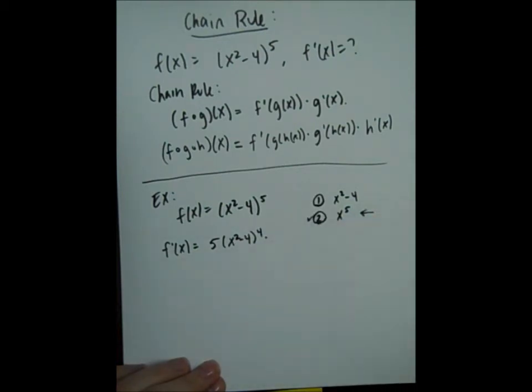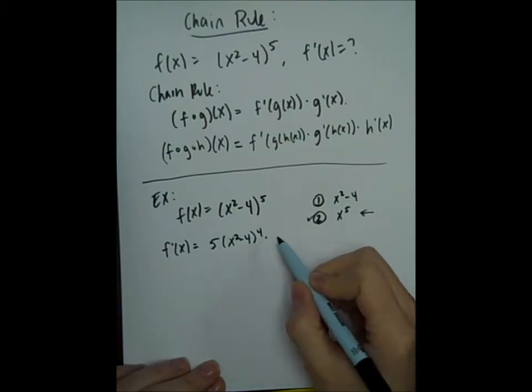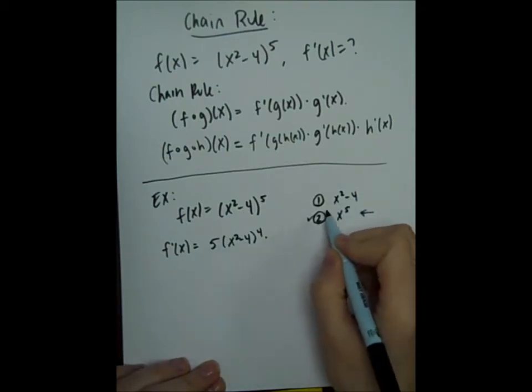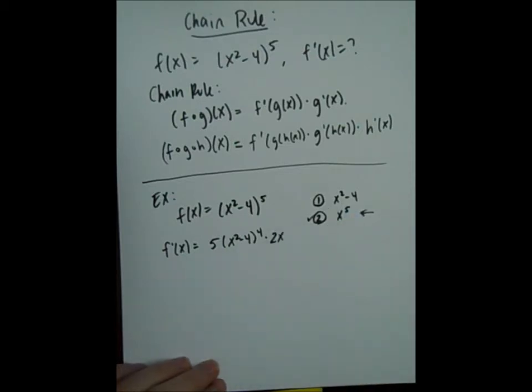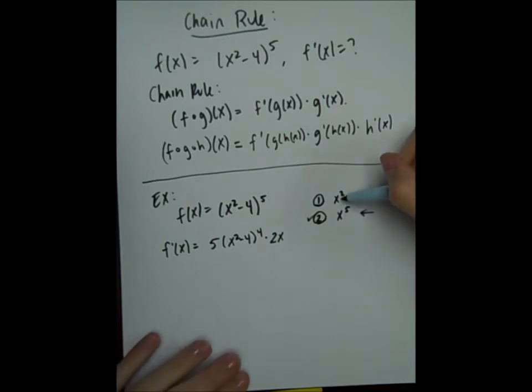Now I've taken care of number 2. Now I'm going to multiply this by the derivative of the first one. So the derivative of x squared minus 4 is just 2x. So that's my derivative. So again, what did I do? I wrote out my functions, started with the last one, took the derivative, kept the inside part, so I kept everything above it, then multiplied by the derivative of the first one.